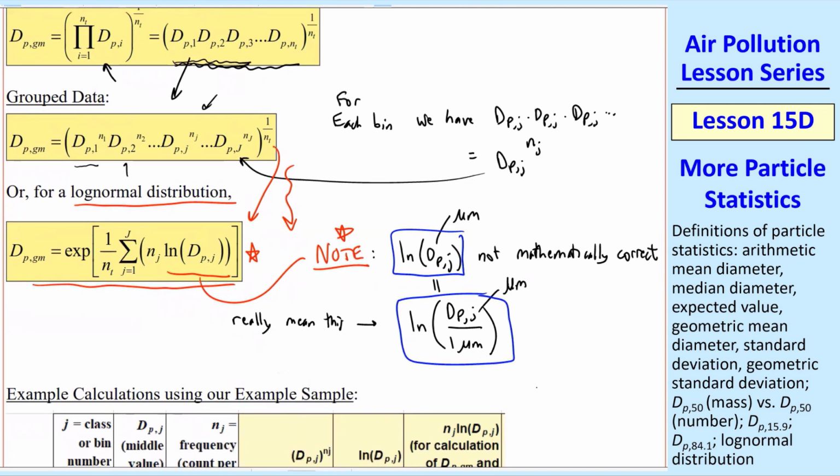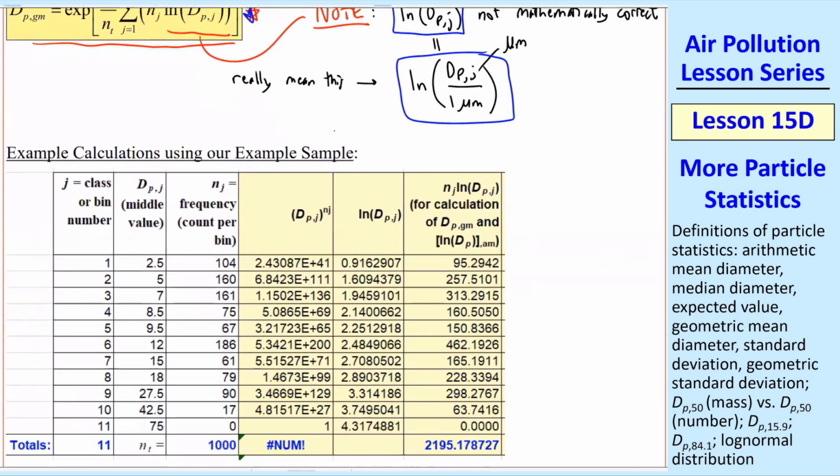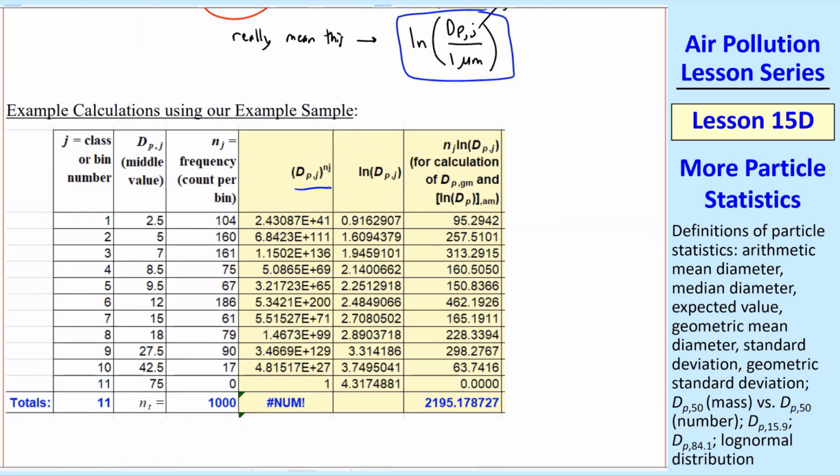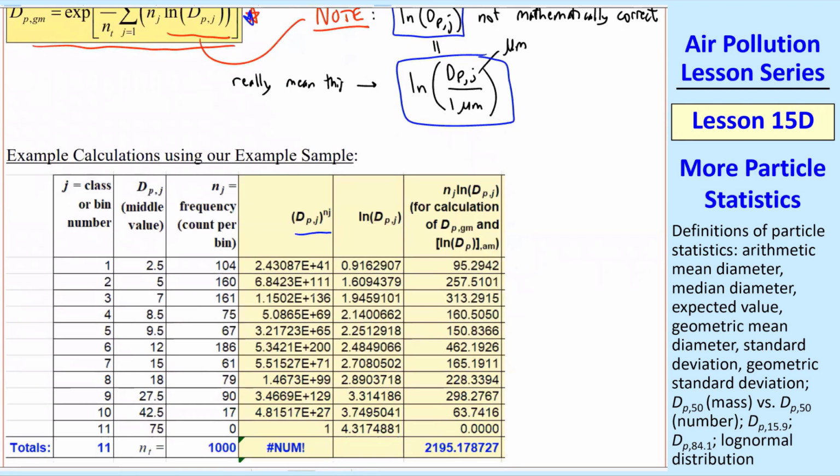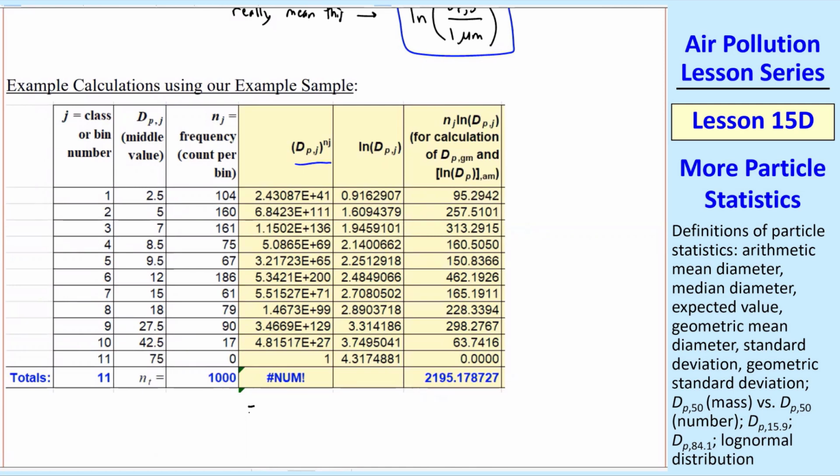All right, let's try both of these equations, this one and this one, for our example sample. In Excel, I took dpj to the nj for this definition up here, and you get these huge exponents. In fact, when you take these and then you try to multiply them all together, this is a product. By the way, in Excel, you can call this product and then put all these cells in here. But Excel barfs. It can't handle such huge exponents. So that doesn't really work.